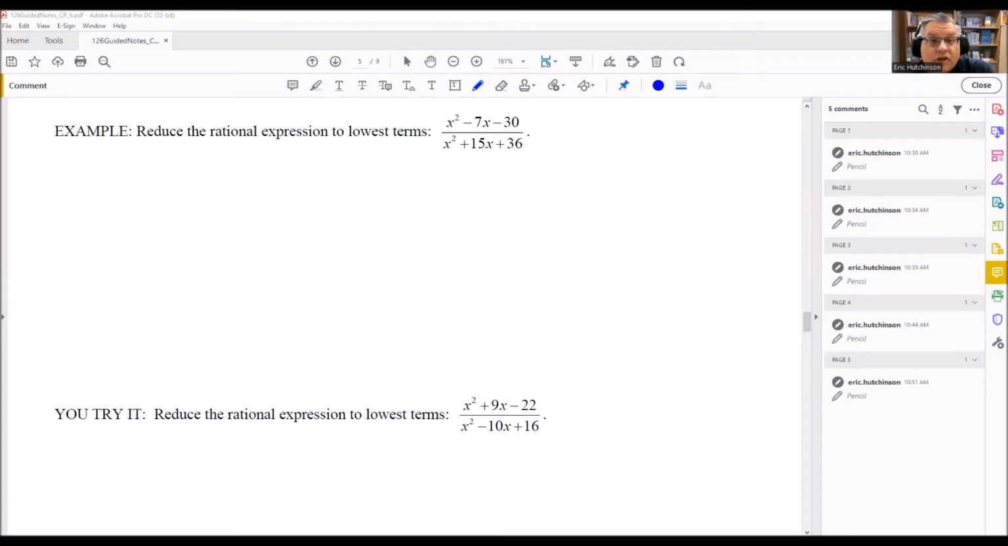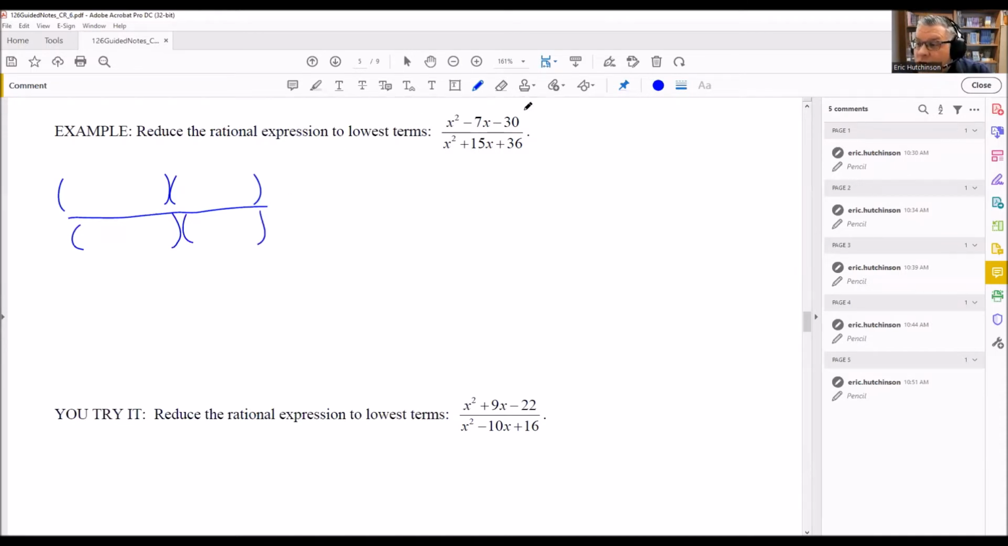We have trinomials in the numerator and denominator. Both of these are going to require us to do factoring. So we want to factor the top and the bottom, and then that's going to leave us hopefully with something that we can cancel out. That's the idea on these problems. On top, we're going to factor. The bottom one, we're going to factor as well.